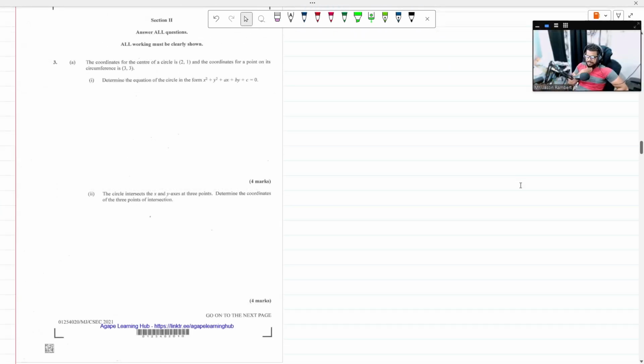Number 3. The coordinates for the center of a circle is 2, 1. And the coordinates for a point on its circumference is 3, 3. Determine the equation of the circle in the form of that. Okay, so I have a point on the circle and I have the center of the circle, which means I can go ahead and calculate the radius.